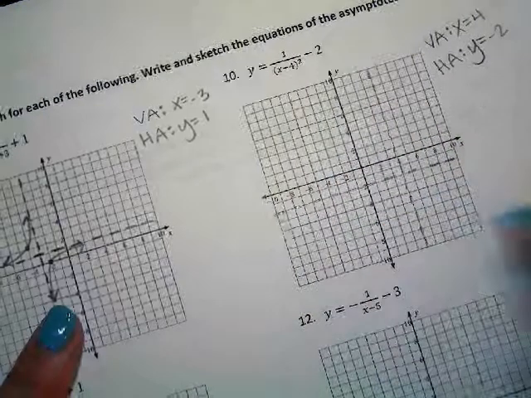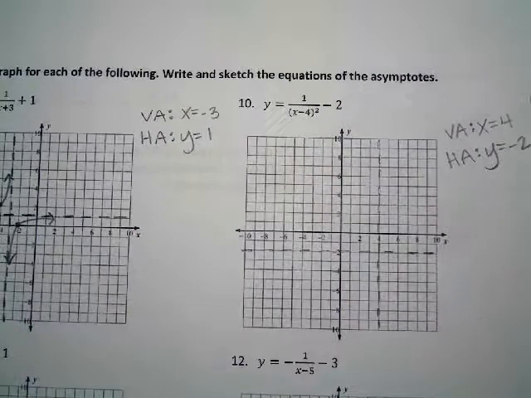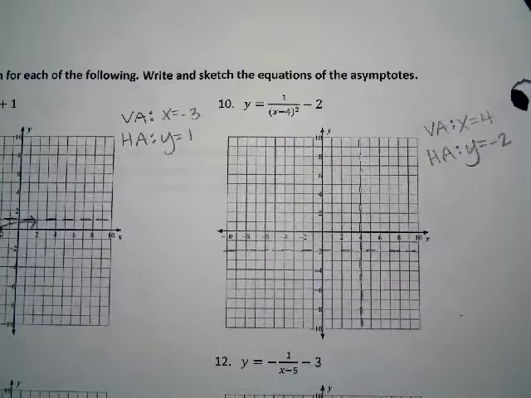All right, so this is a little squared. What does that tell us? They're going to be on the same side.